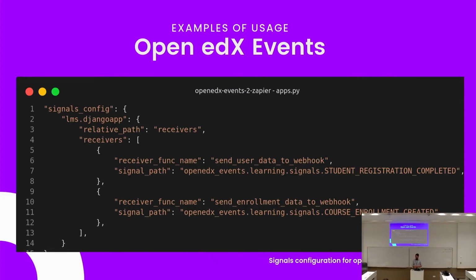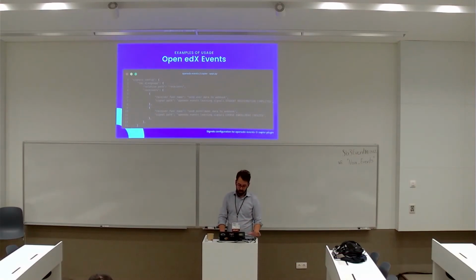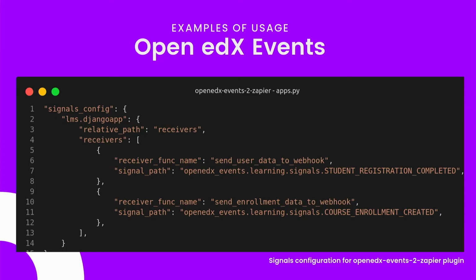Down at a technical level, OpenEDX events are, as I said before, signals. So you connect them as signals in the plugin. You have a signal path, which is something that should read naturally for Python developers. So you have the events library, the domain of what you're looking to respond to, so learning, or perhaps it's authoring, then the signal, and then a clear name of the action you're responding to. And then on the receiver function name, you will have your own function. I'm here having an example of how to send this to a webhook, something relatively simple.